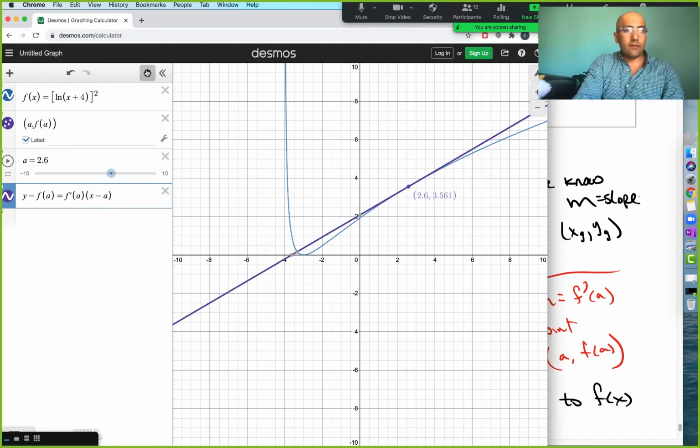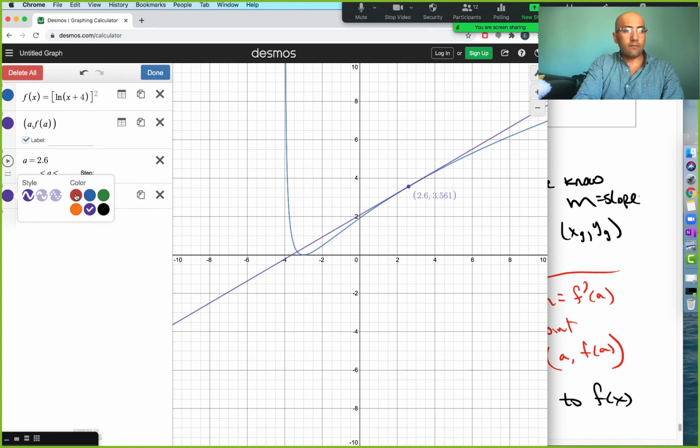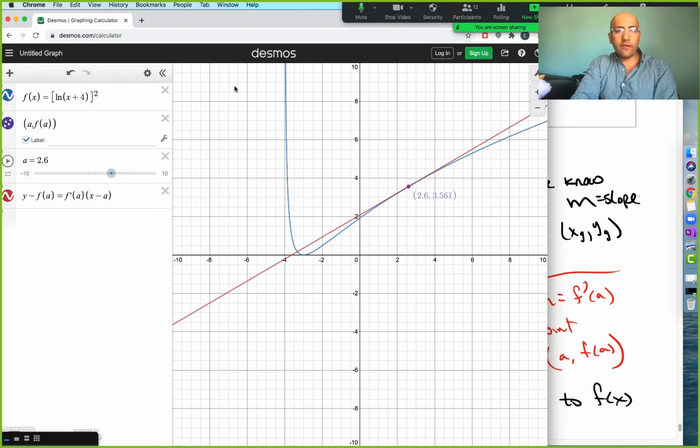And let's make it red. I like my tangent lines to be red. Done. Okay, so what we have here is that the original function is that blue one, and this red one is the tangent one. Now as I move across the function, you can see where that tangent function is going. Here it's got a really big negative slope, that tangent one, and then it kind of curves around that little edge there, and then it turns into a positive slope.